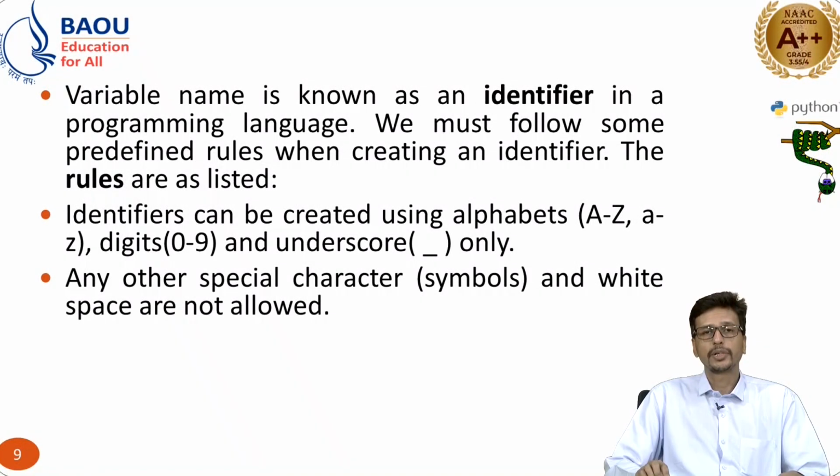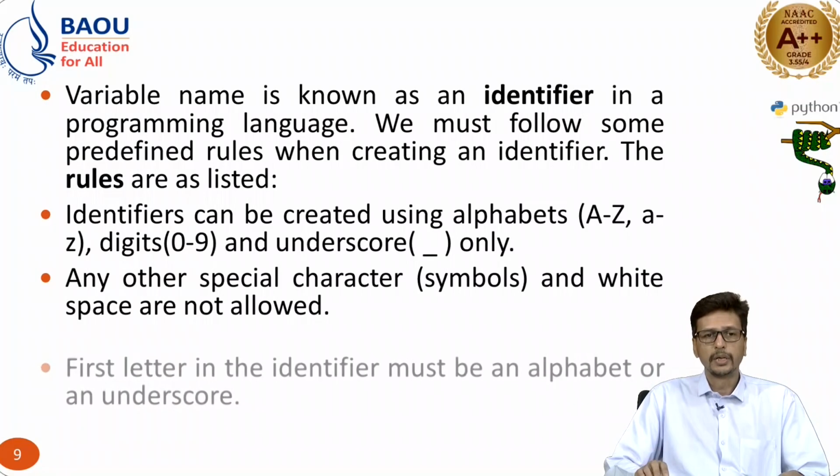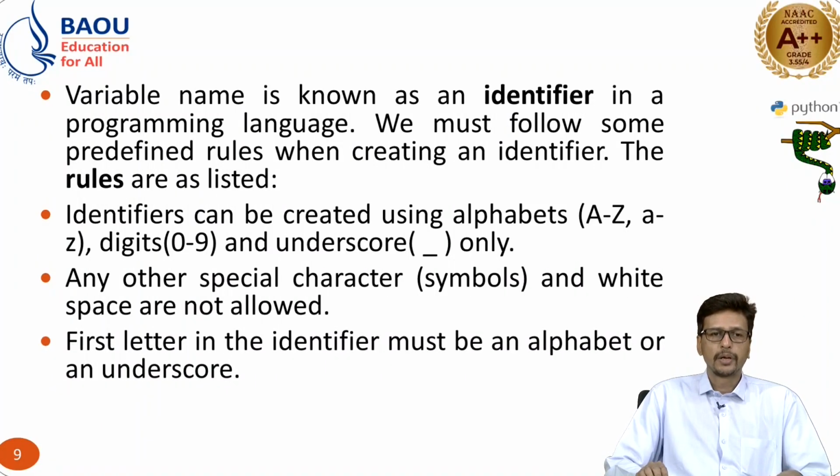Identifiers can be created using alphabets. Alphabets can be capital letters A to Z or small letters a to z. It can include digits 0 to 9, and the only symbol that is allowed is the underscore sign. As in many other programming languages, special symbols cannot be included in the variable name, though in some languages like Java some can be allowed. In Python, only underscore is allowed in the name of an identifier, that is, the variable or the function name. Any other special symbols or white space are not allowed in your variable name.